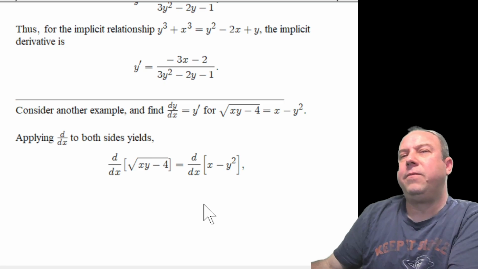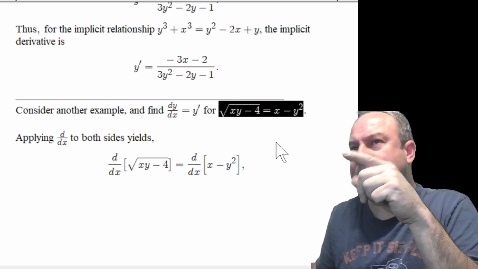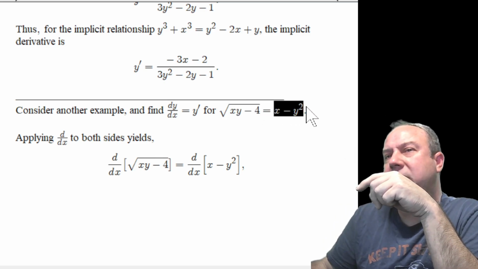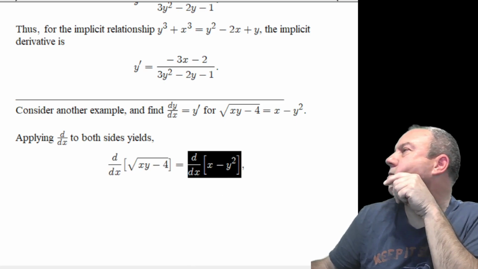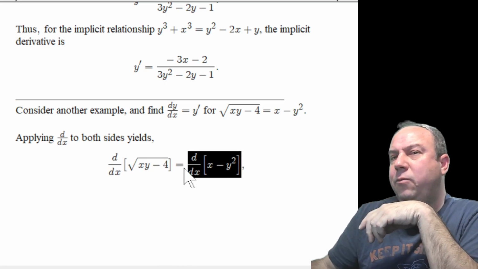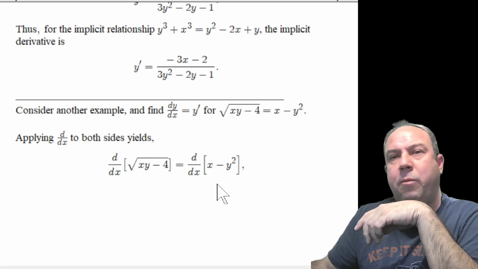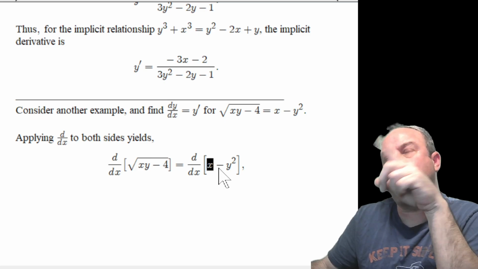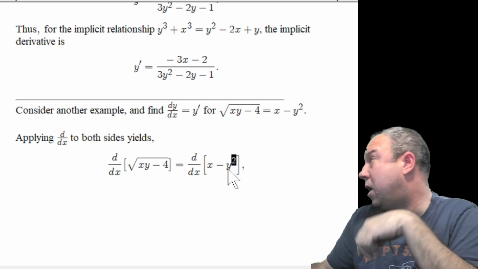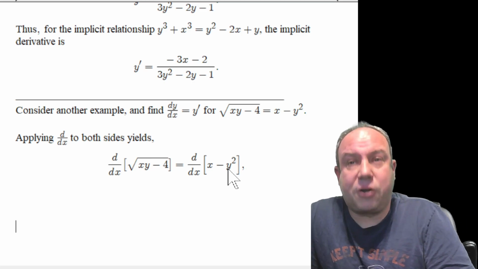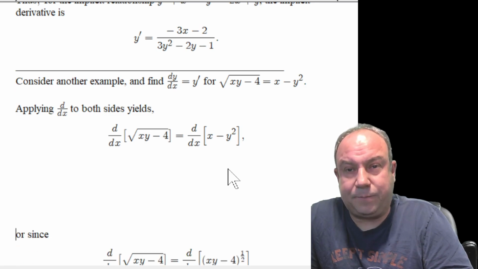If we take this implicit relationship here, the square root of x times y minus 4 equal to x minus y squared, and we apply that derivative operator on both sides. On the right, it is going to apply itself to both the x and the y squared, where we know both results. The derivative of x is 1, and the derivative of y squared, we know again, is 2y prime. We have determined that derivative on several occasions now in this set of notes.